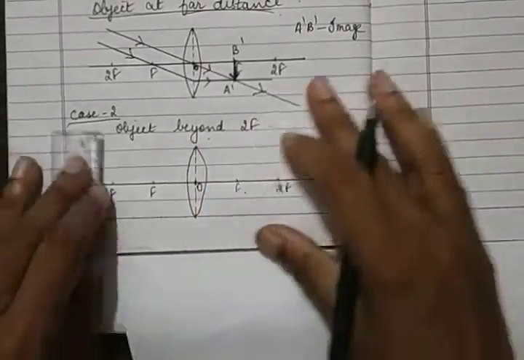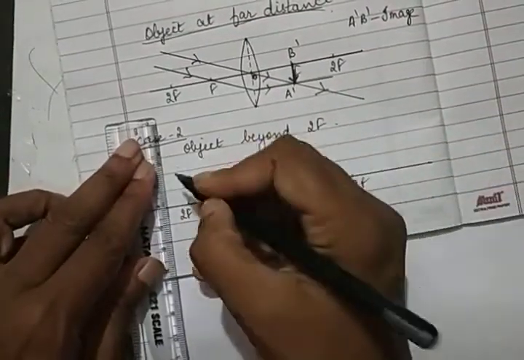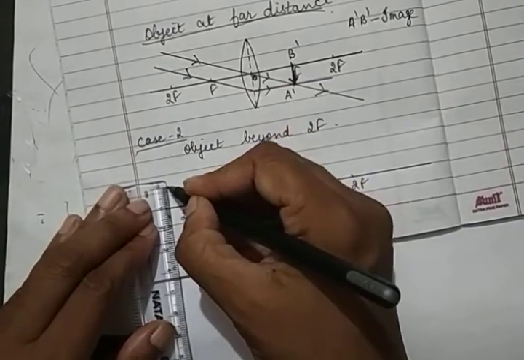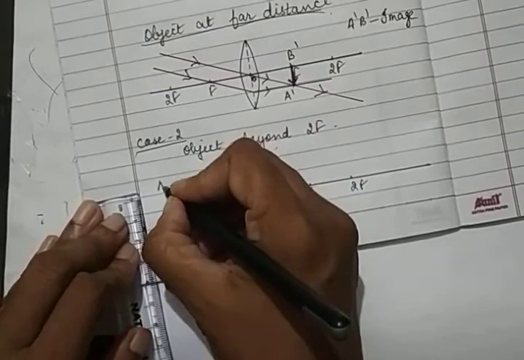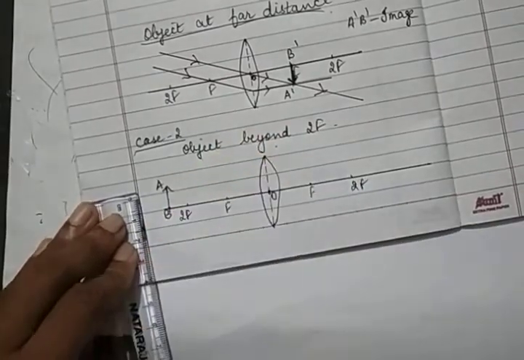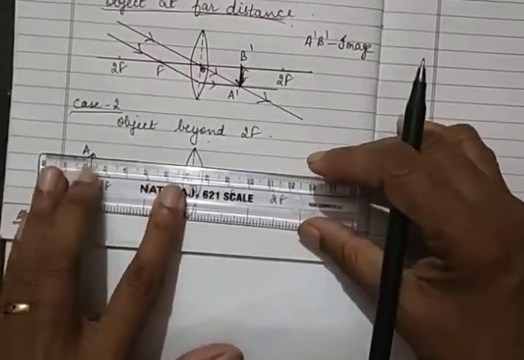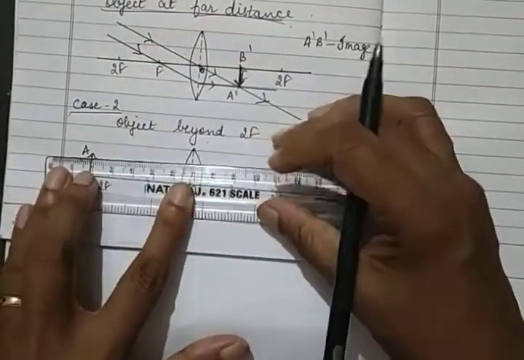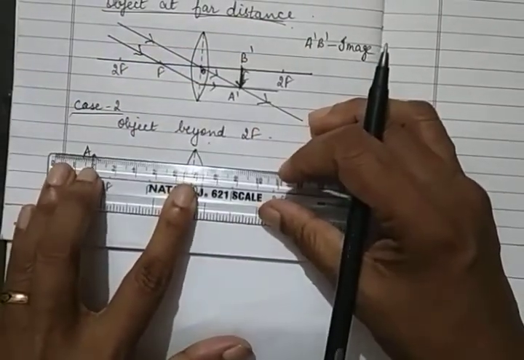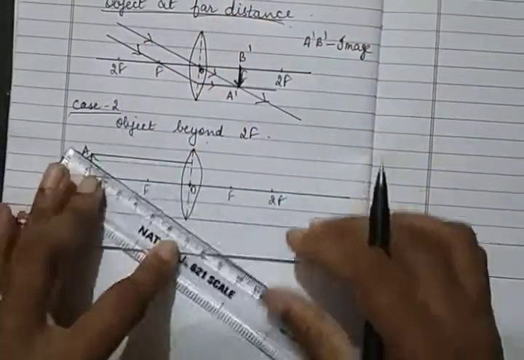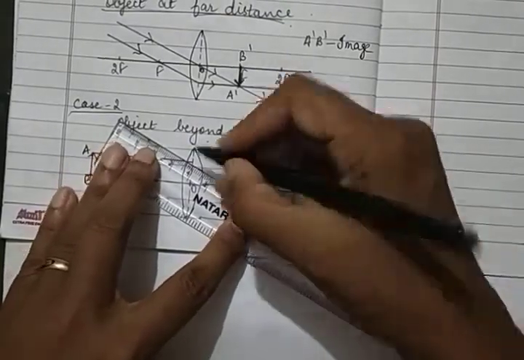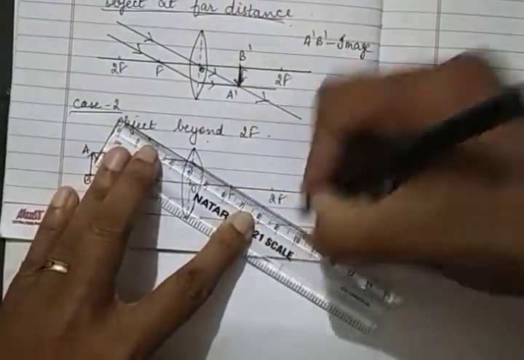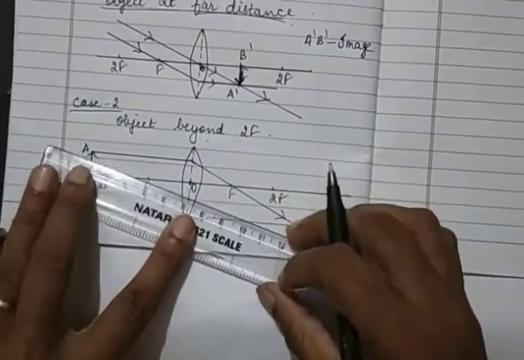In this case, object beyond 2F. So you have to take your object somewhere here. Maybe you can take an object of height 1 centimeter. Take it as AB. AB is your object. Then from end A, you're going to draw 2 rays. One ray parallel to the principal axis. After refraction, how will it go? It goes through the principal focus. So this is your first ray.